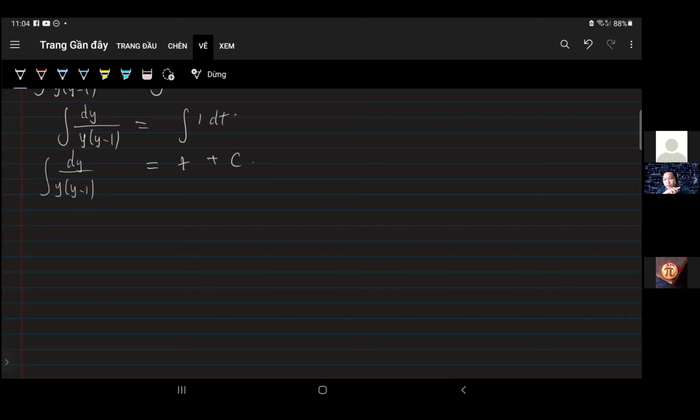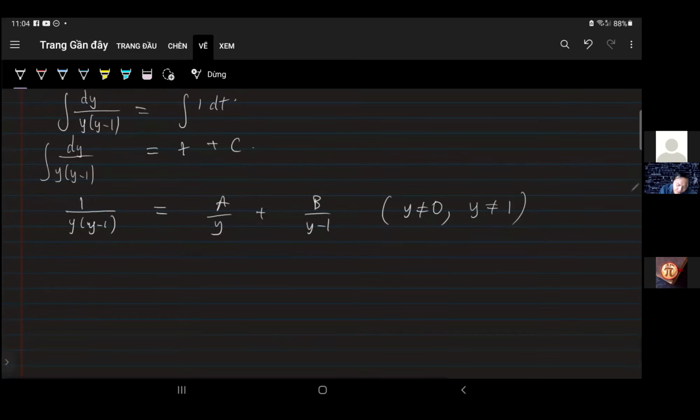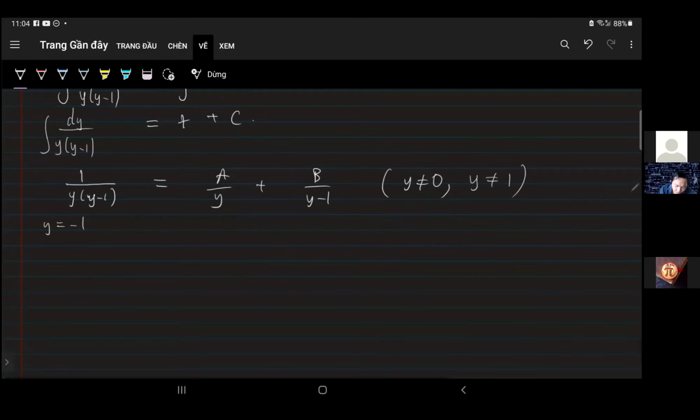So now we just need to do the partial fraction. I want to integrate, which means first I have to do the partial fraction. I want to have a divided by y, plus b divided by y minus 1. You know that we have to make sure that y is different from 0 and y is different from 1. Now I can choose, first I choose y equal to negative 1 to see what happens.